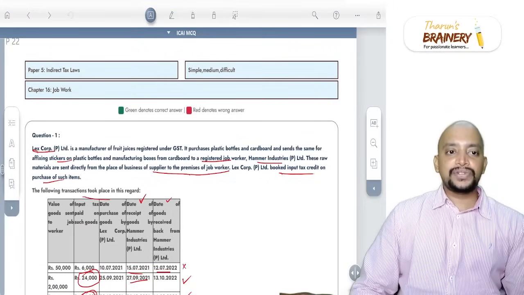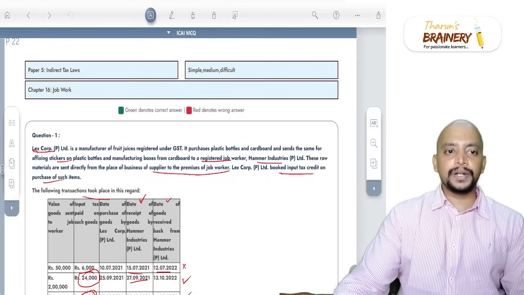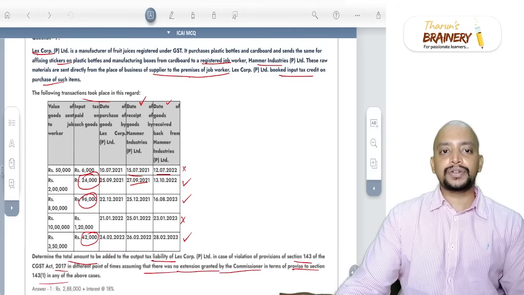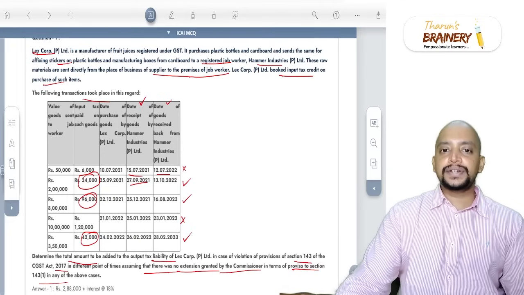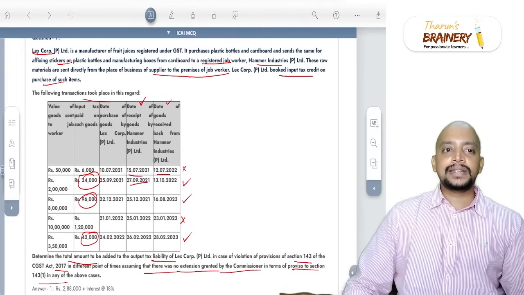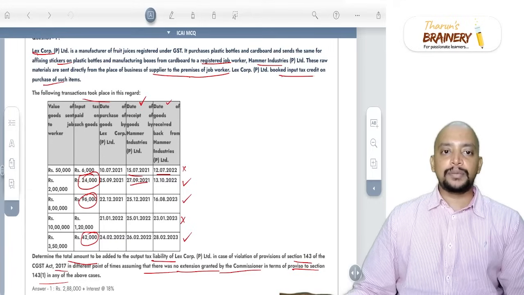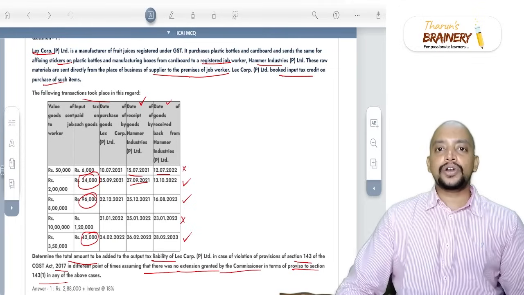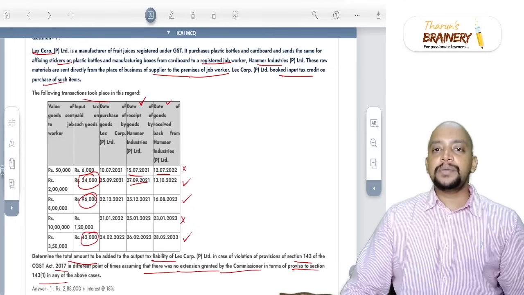Let's move on to the next chapter, chapter 16, job work. Question number 1: Lexcorp Private Limited is a manufacturer of fruit juices registered under GST. It purchases plastic bottles and cardboard and sends the same for affixing stickers on plastic bottles and manufacturing boxes from cardboards to a registered job worker. Here Lexcorp is the principal and Hammer Industries Private Limited is the job worker.